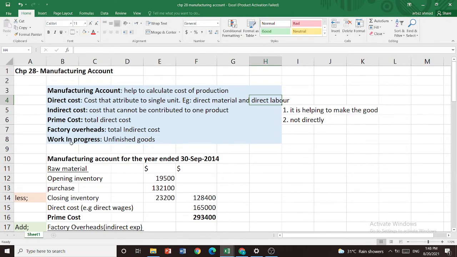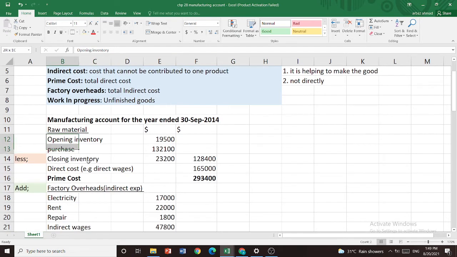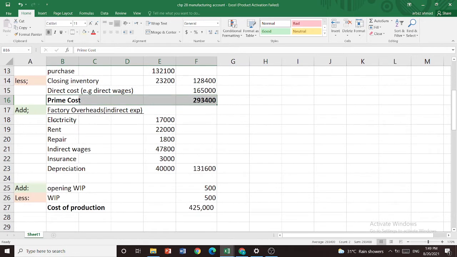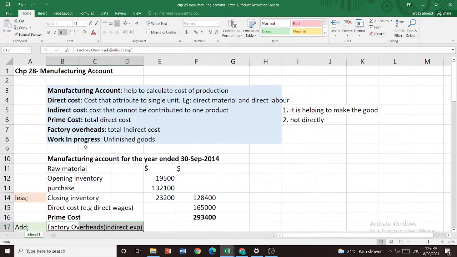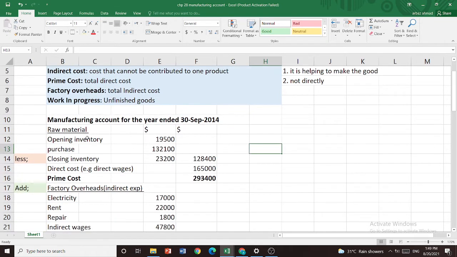So the total direct cost is called prime cost, and the total indirect cost is called factory overheads. Work in progress is just unfinished goods, you haven't finished them. So yeah, that's all I guess.